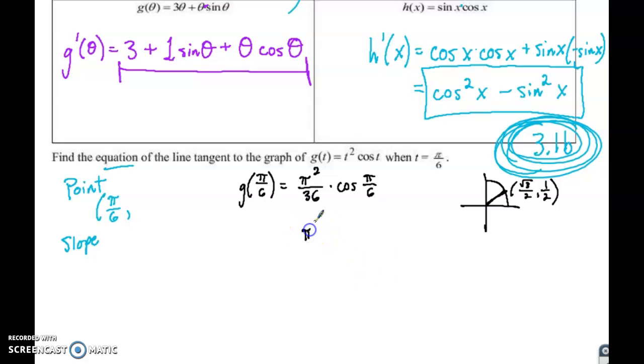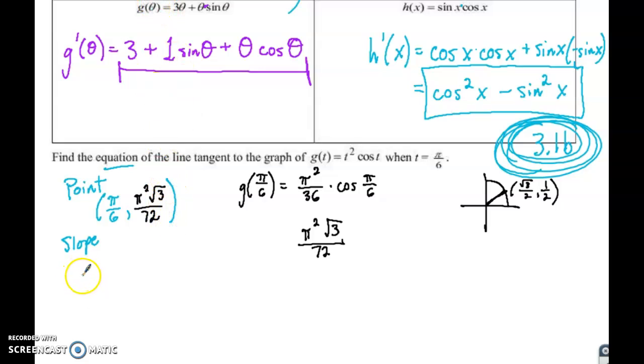So pi squared times root 3 over 2, well you can multiply that 2 by 36, so 72. So that's just the y value in this problem. Let me switch back to that other color.